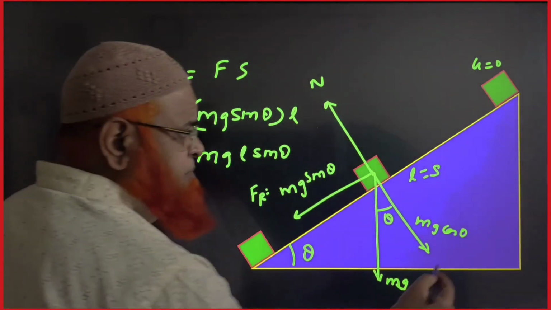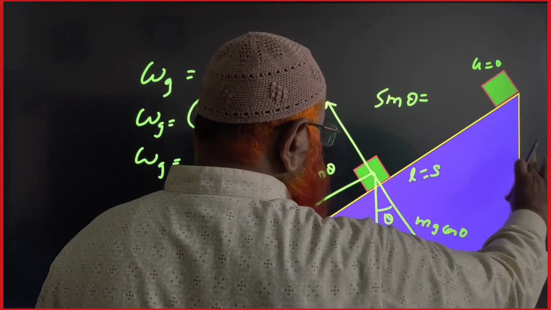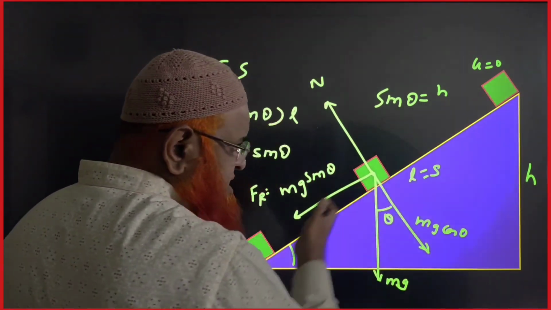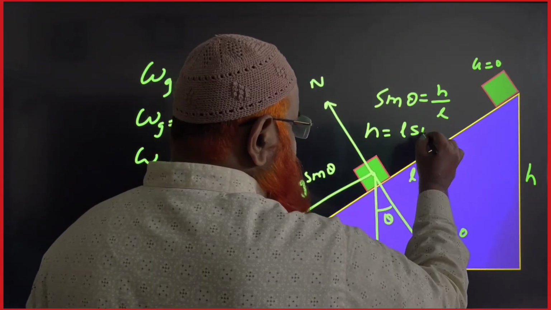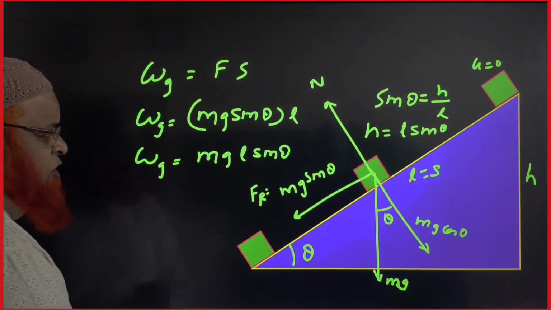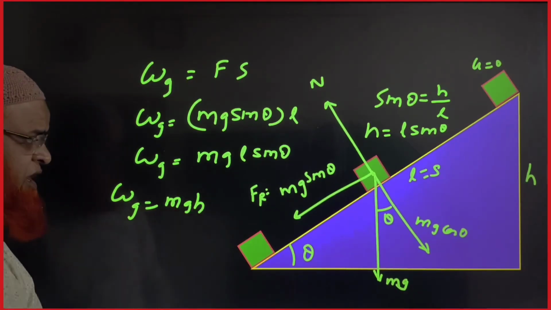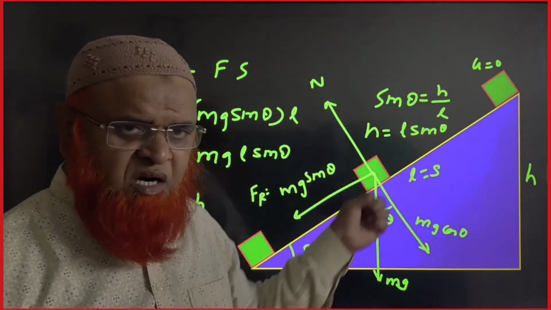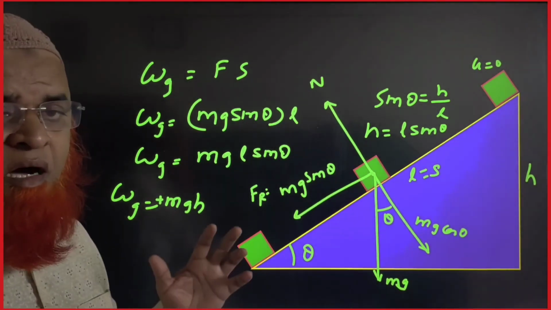That's it. For example, this is going to be the height h. You all know sin theta is equal to the opposite side h by the length of the slope, the hypotenuse, taken as L here. That means h can be taken as L sin theta. Therefore, we can also write Wg as mgh. As the block is coming downwards, g is considered to be positive. This is said to be positive work done on the block.